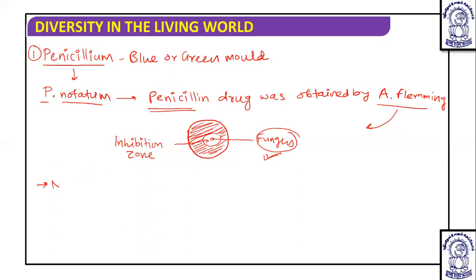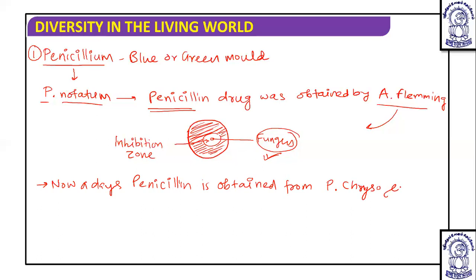So, nowadays, penicillin is obtained from Penicillium chrysogenum. So now commercially it is from Penicillium chrysogenum. Okay.